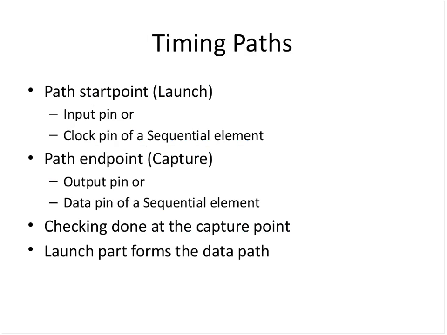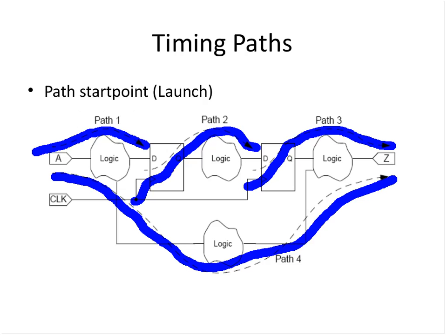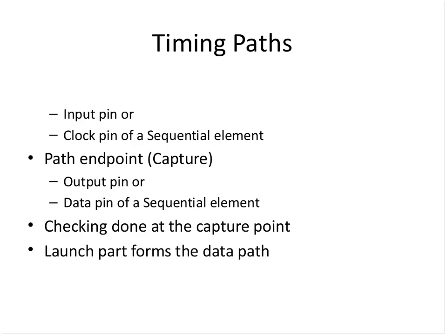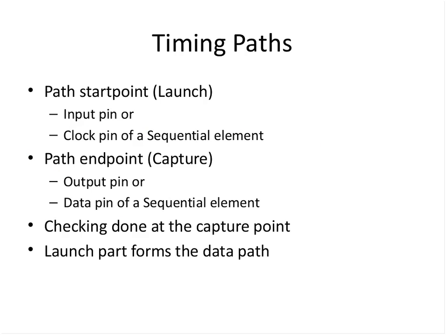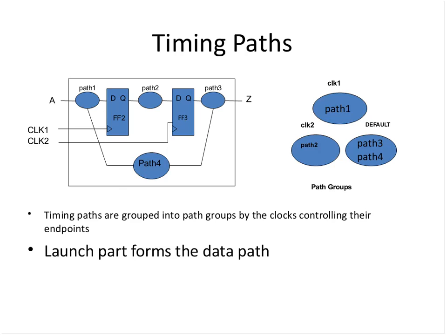The path start point is the launch path. We have seen that the timing report will show this as the launch path. It starts with either an input port, or the clock pin of a sequential element. The endpoint, the capture path, can be either an output port, or the data pin of a sequential element. So the path is captured here, here, and here. Checking is always under the capture path, launch path from the data path, right? We have seen timing reports, and we will see a lot more in this unit.